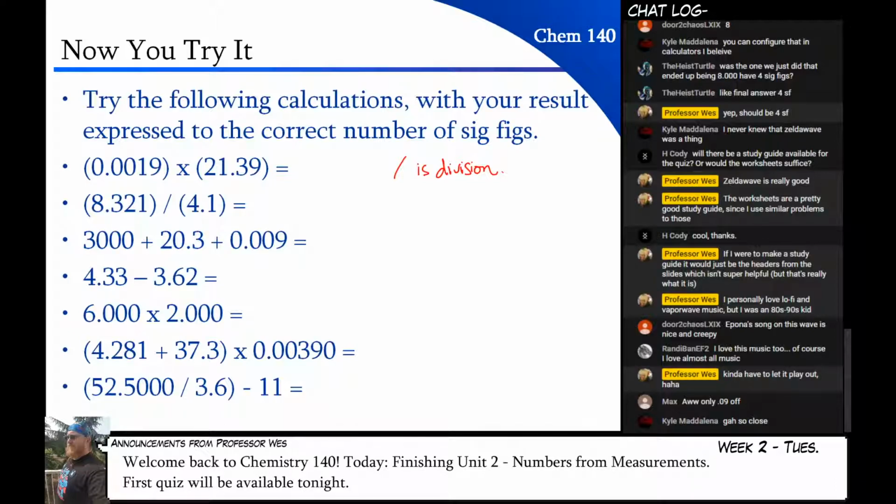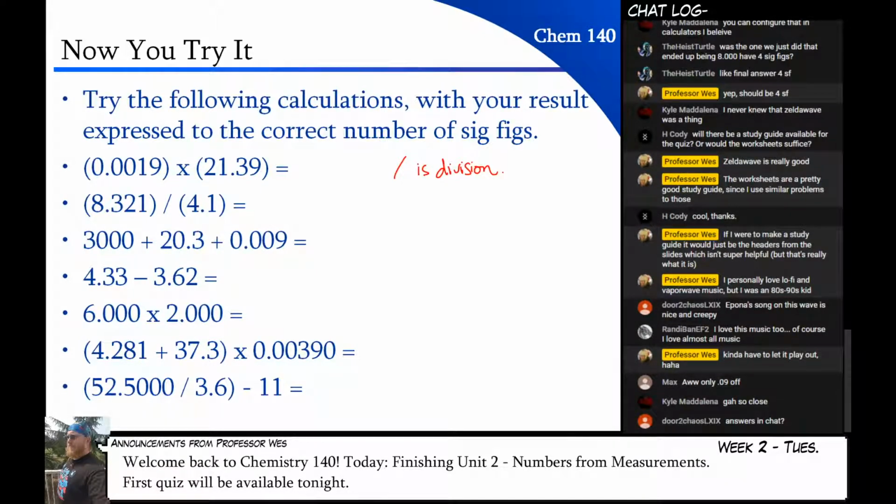I prefer not to put music on while you guys are doing problems, and also we reach the end of the Zelda Wave track anyway. So I'm going to hit mute on my mic and let you do these problems. I'll give you about 5 or 6 minutes to do them. When you have your answers, type them in the chat and compare your answers with the rest of the group. Then we will go over them together when I get back. Okay, see you in a bit.